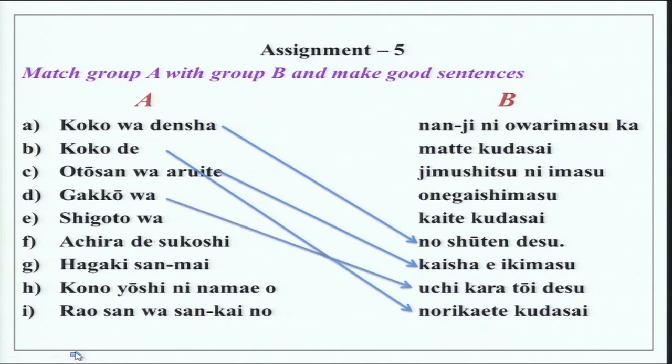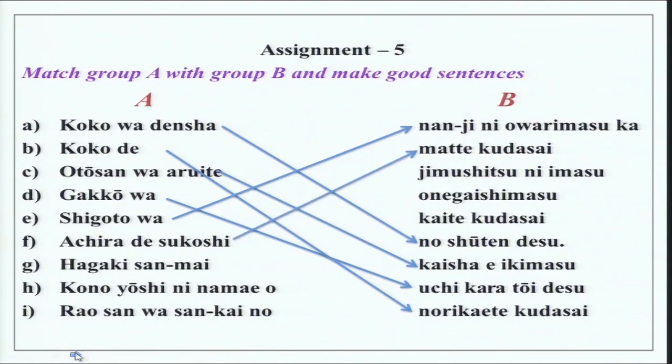Gakko wa uchi kara toi desu. It is far from my house. Uchi means house, and if you use uchi like this, it is for my house. If it is for someone else's house, it is otaku. Polite. Shigoto wa nanji ni owarimasu ka?